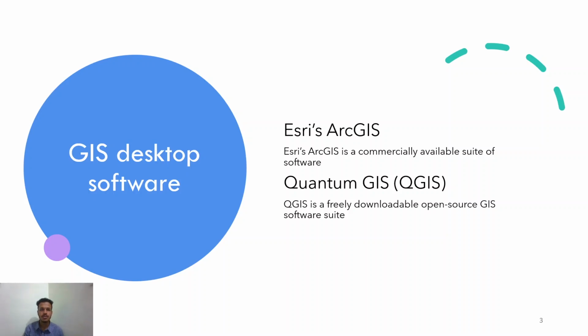We basically use two types of GIS software packages. One is ESRI ArcGIS and the other is Quantum GIS, which is also known as QGIS. ArcGIS is a commercially available package of software, whereas QGIS is an open source software package. In this session, we will only talk about ESRI ArcGIS.